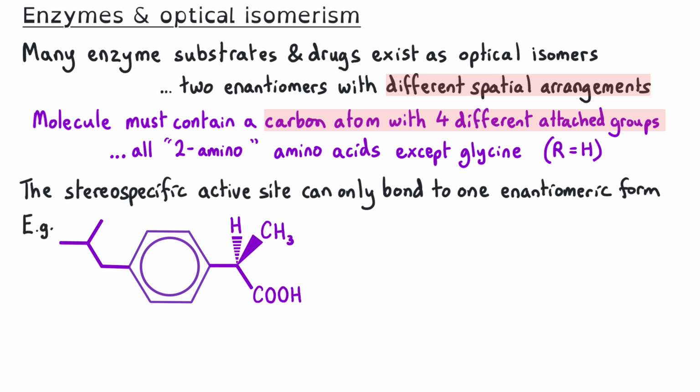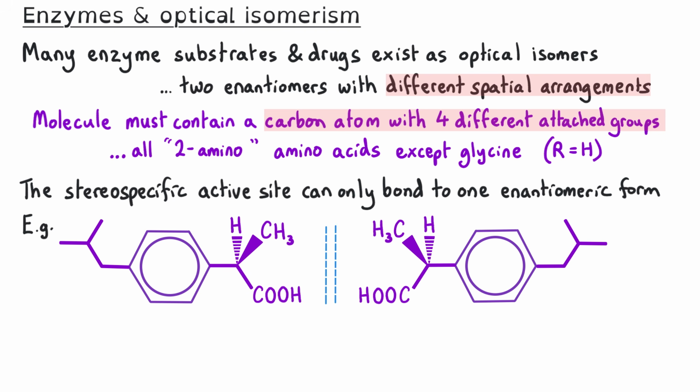For example, if we consider this chemical here, we can see it has a chiral center because this specific carbon atom here has 4 different groups attached to it. This means that the molecule will exist as 2 enantiomers, which are non-superimposable mirror images of each other.